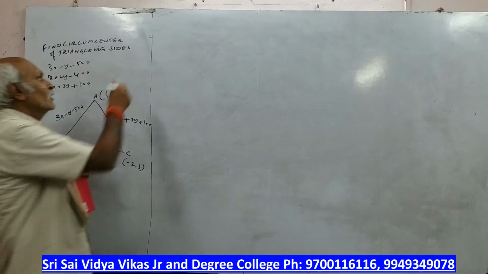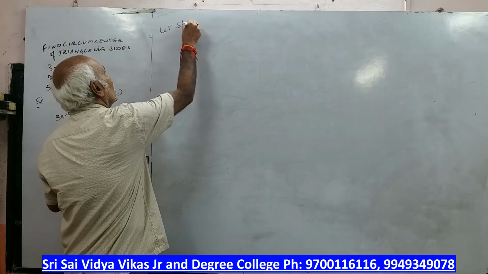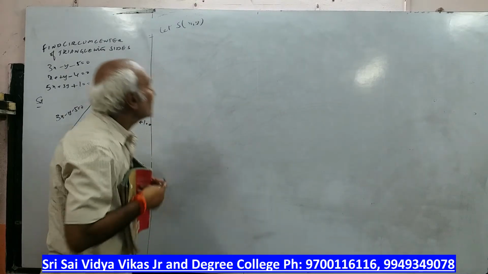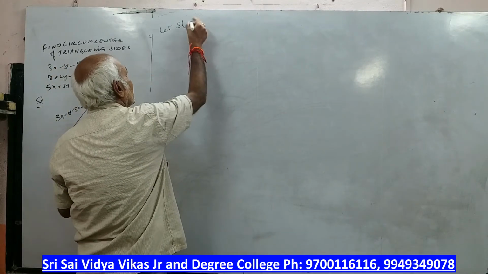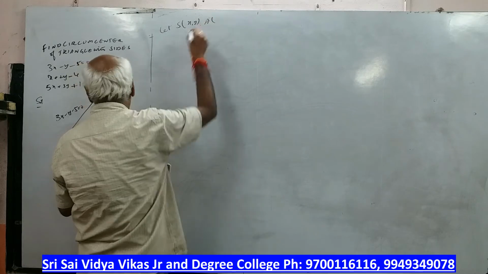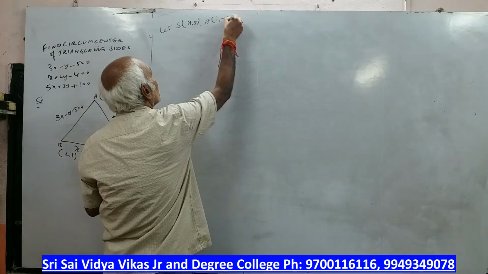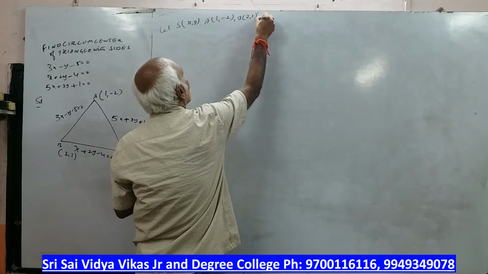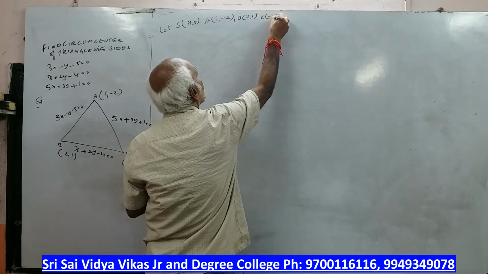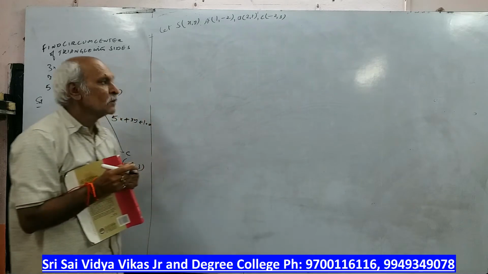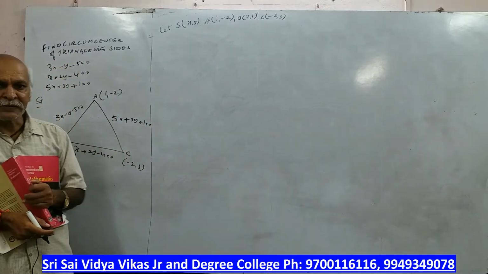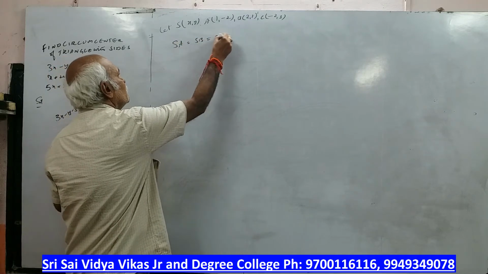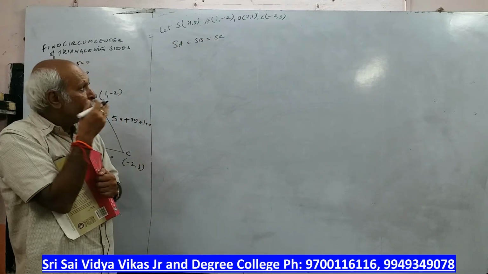Right. Now again our same procedure. Let S be x comma y. Yesterday we have done from here. What is the A point we got? 1 comma minus 2. B point 2 comma 1. C point minus 2 comma 3. So A point, B point, C point has come. So we know SA is equal to SB is equal to SC. We have done from here.